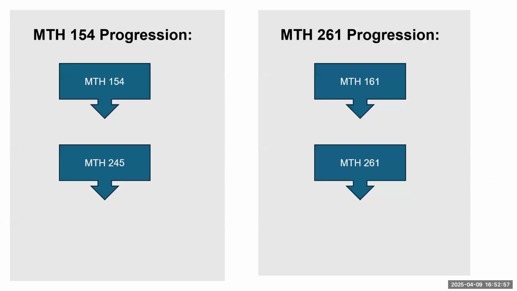Now let's talk a little bit about math. Different programs do require different math courses and math paths. So if your program requires Math 154 and then Math 245, you'll take Math 154 first, followed by Math 245. If your program eventually requires Math 261, which is applied calculus, like our business program and IT program, then you're going to start with Math 161 and then move into Math 261.